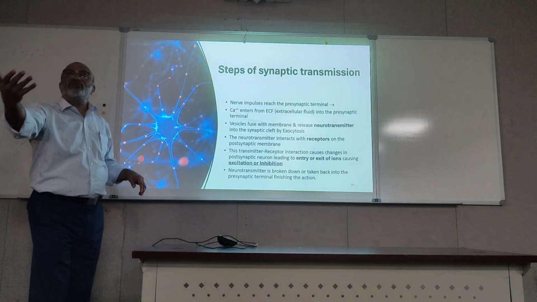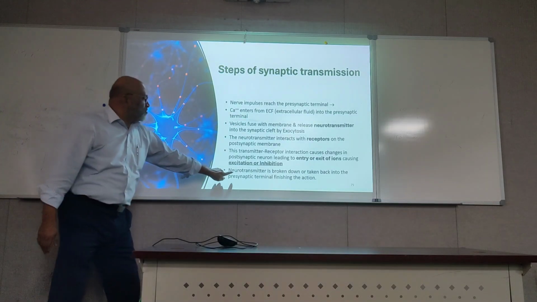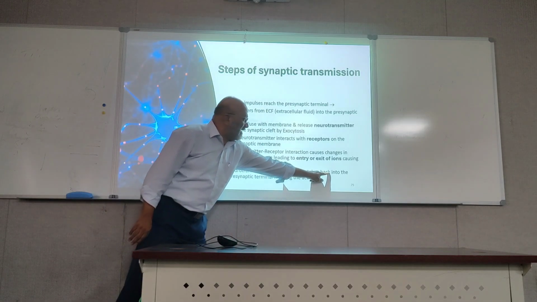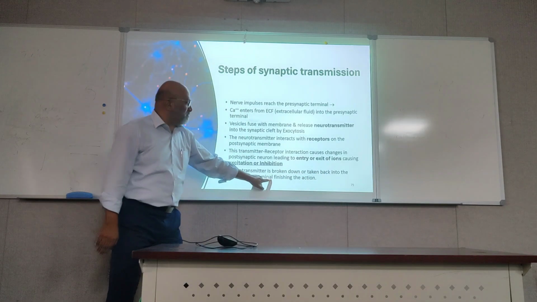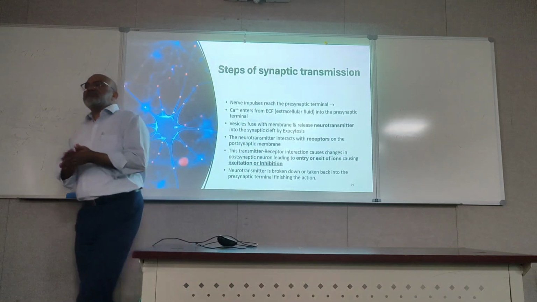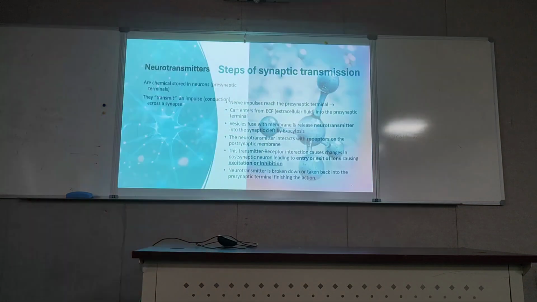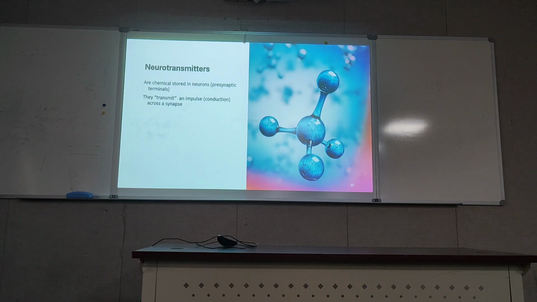So this is his question. He's not looking at me. This is his question. What happens to the neurotransmitter? So neurotransmitter is broken down by enzyme or taken back into the presynaptic terminal. By this, the action finishes. This is called the function of synapse.